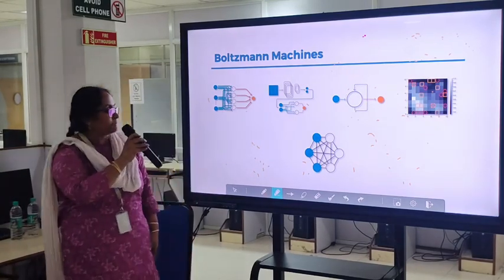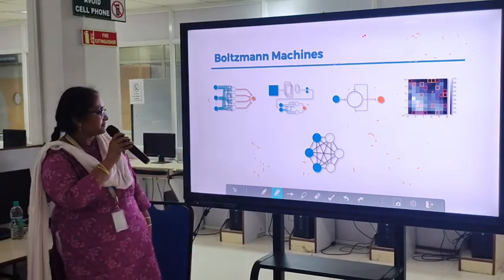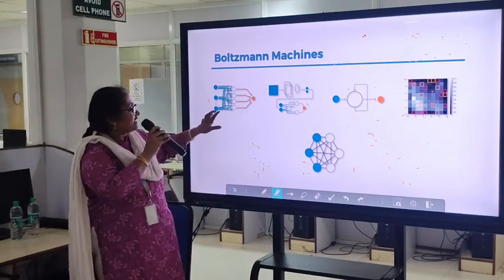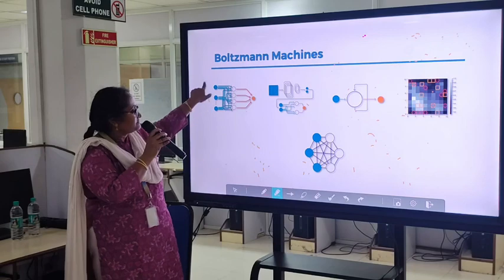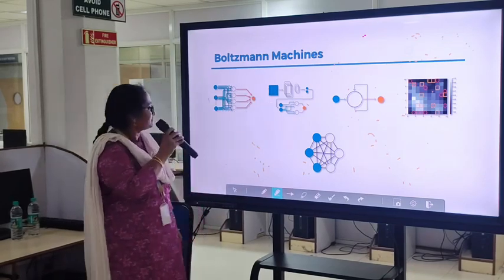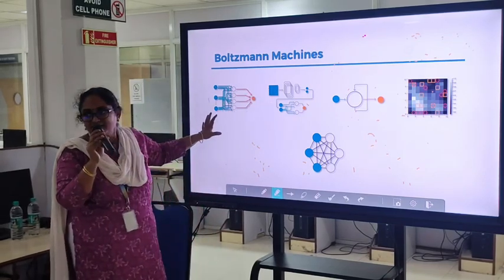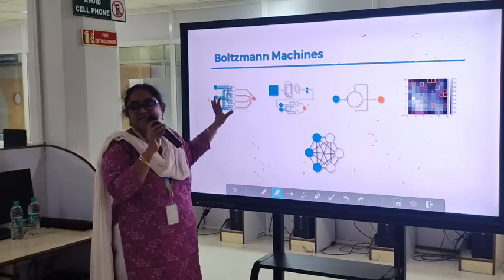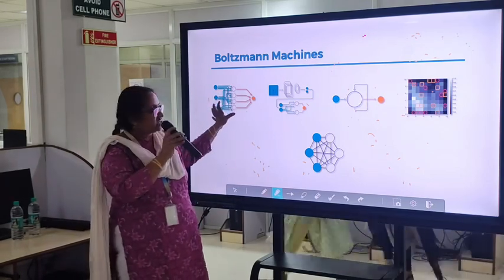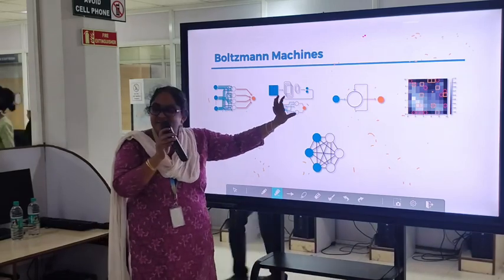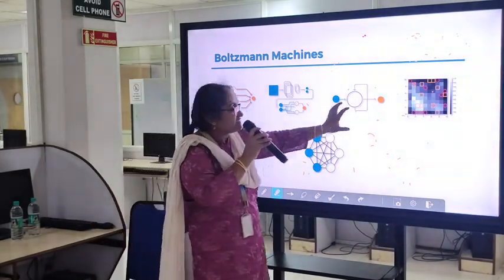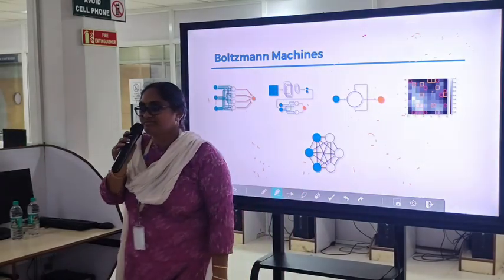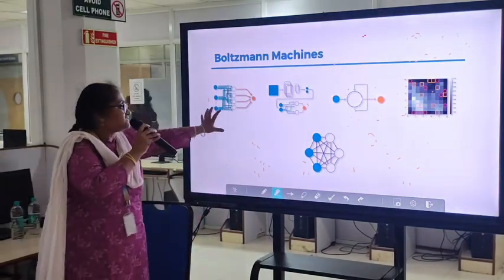So from this diagram, the first one that you are seeing here, can you tell me what it is? I'll tell you. It's an ANN, artificial neural network. This is a CNN. This is an RNN. This is an SOM. I have not given the labels. Once again, this is an ANN.